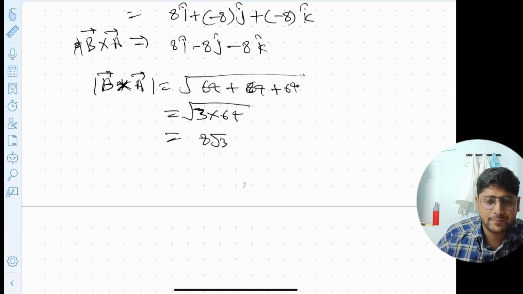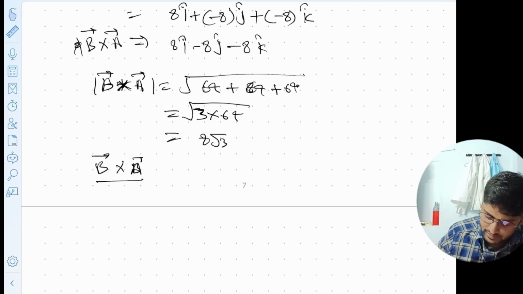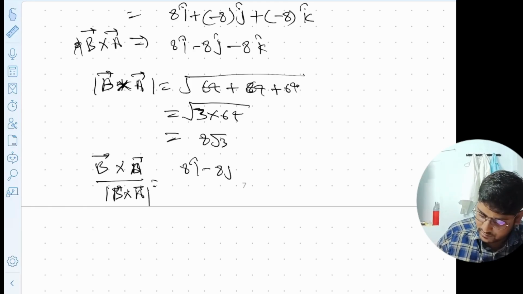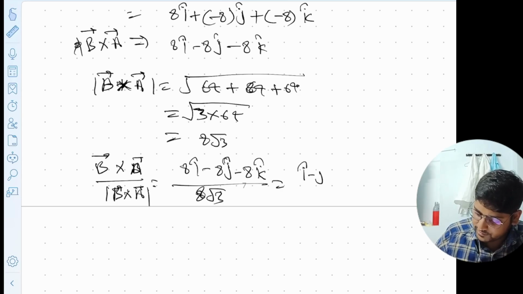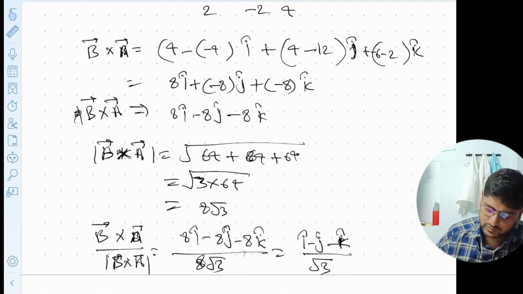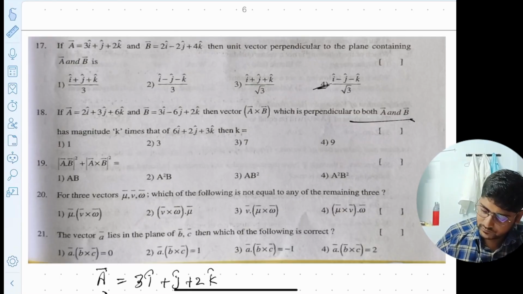So if you want to find the vector perpendicular to B cross A, what we have to do? Vector B cross A divided by the magnitude of vector B cross A. So it will be 8 i cap minus 8 j cap minus 8 k cap divided by 8 root 3. Take the 8 common, 8 cancels. i cap minus j cap minus k cap divided by root 3. So this is your perpendicular vector. Which option is there? Option number 4.